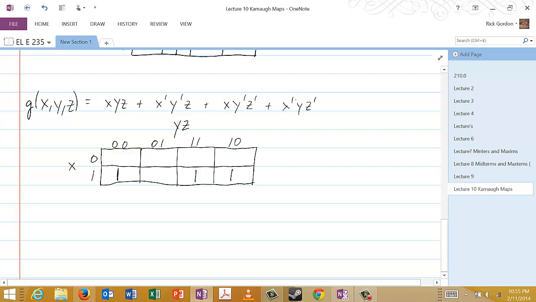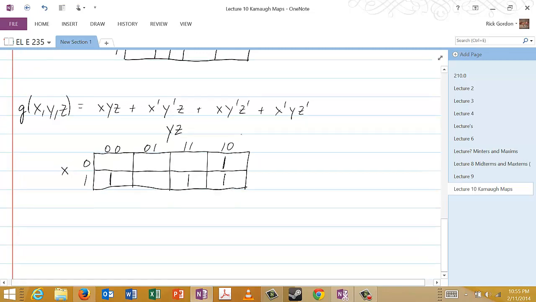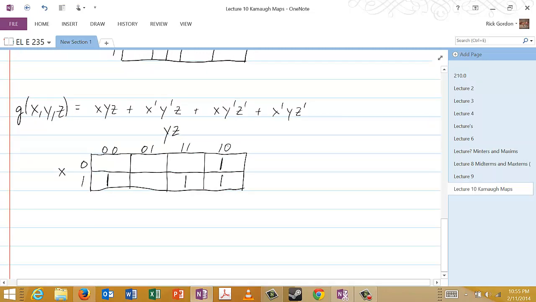And finally, x prime y z prime, we want 0, 1, 0. And 0, 1, 0 would be up here. We have x is 0, and then y is 1, z is 0. And that's it. And so you see that we can indeed, as was claimed before, fill in the Karnaugh map very quickly if we look at these terms in the right way.